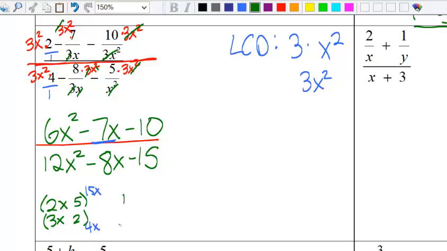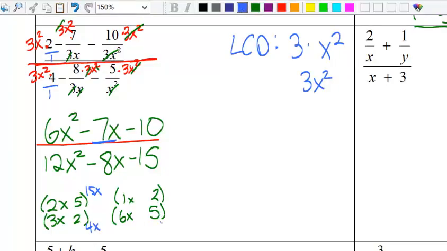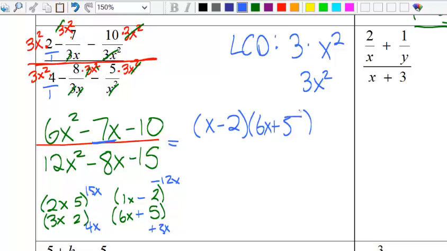Let's try 6 and 1, and 2 and 5. That's going to get me 5x and 12x, which one of each sign is going to get me a negative 7. So in the numerator, this factors to x minus 2 times 6x plus 5. In the denominator, I still have to do some more factoring.